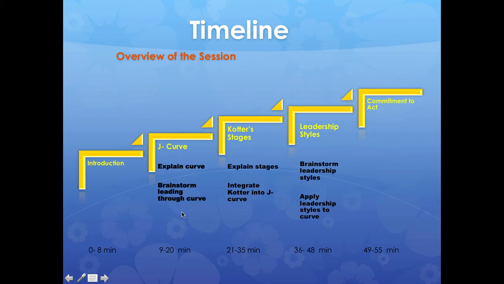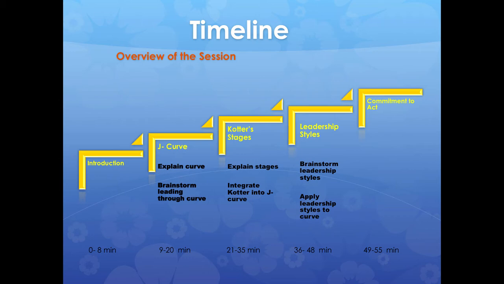The next minutes from 9 to 20 would be a general session where we're going to describe the J curve, explain why it's shaped the way it is, maybe relate it a little bit to other curves, and then have a little bit of a brainstorming session of how people think they might want to lead through the curve.